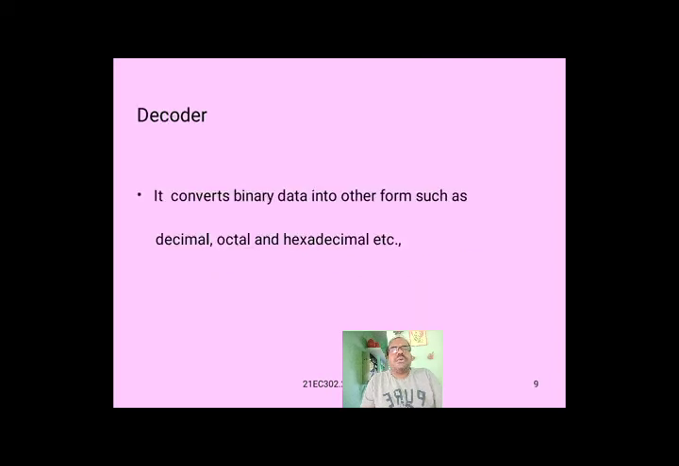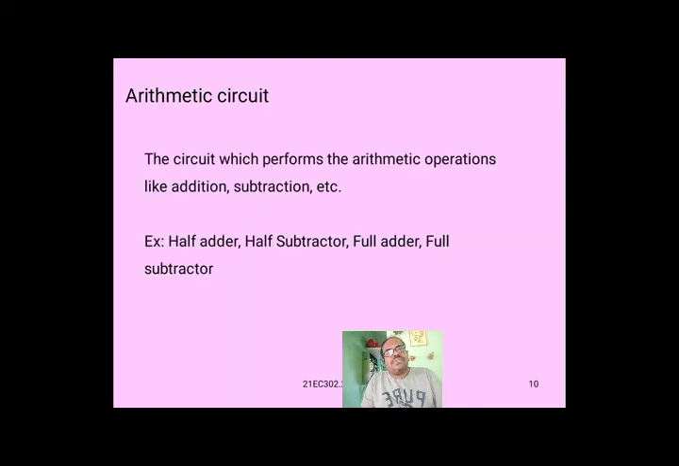Now decoder. A decoder is a device which converts binary data into other forms such as decimal, hexadecimal and octal letters, etc. Next, arithmetic circuit. The circuit which performs arithmetic operations like addition, subtraction, division, multiplication also. Examples: half adder, half subtractor, full adder, full subtractor. These are the arithmetic circuits.